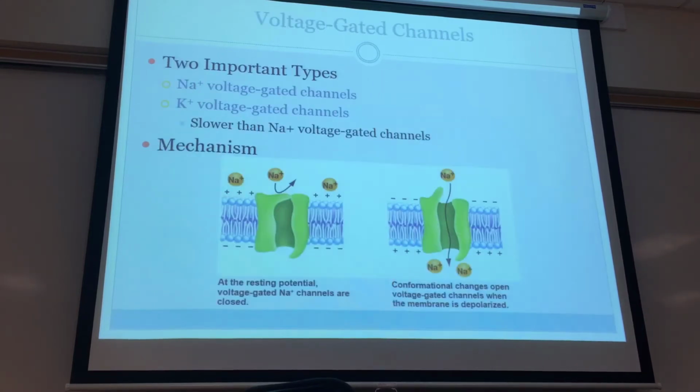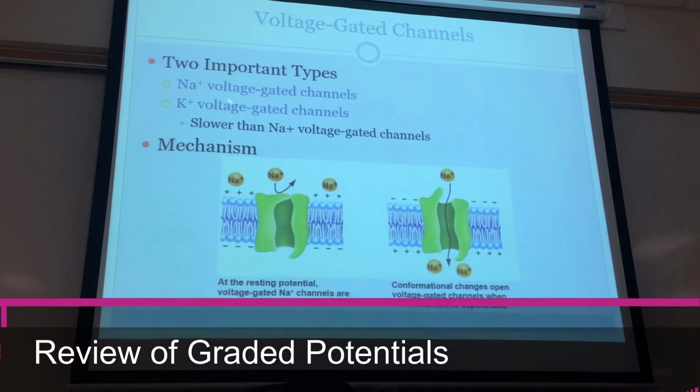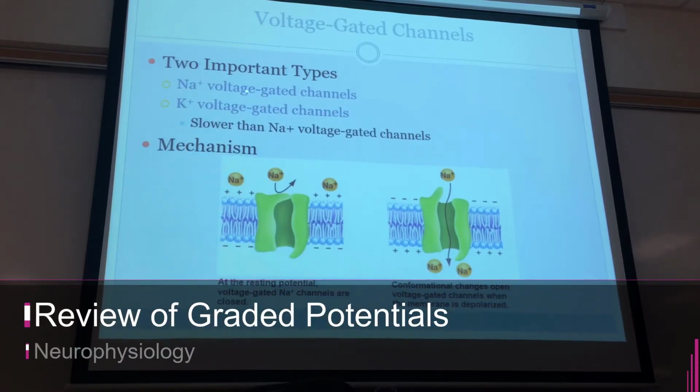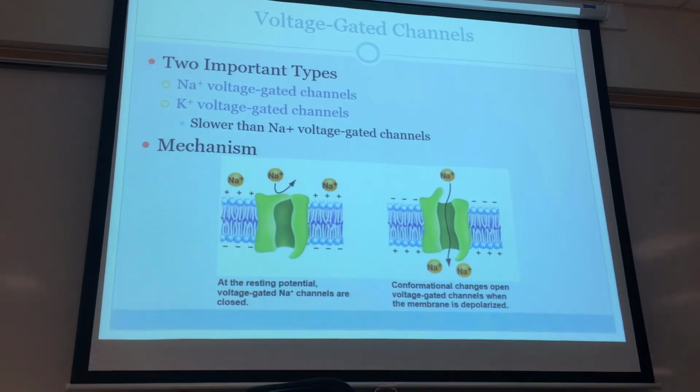Let's talk a little bit about those voltage-gated channels. We have our two that we have on here: our sodium voltage-gated and our potassium voltage-gated. The key thing that you need to understand about the difference between these two is, not only do they move different ions, but by the design of the potassium voltage-gated channels, they're much slower than our sodium voltage-gated channels. Our sodium voltage-gated channels will open up right away, as opposed to our potassium ones that open a little slowly and close a little slowly.